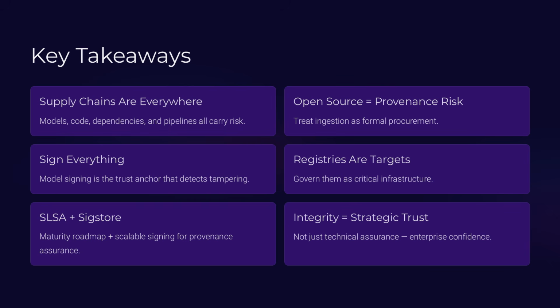Supply chain levels for software artifacts provides a maturity roadmap for securing build and provenance practices. Sigstore supports scalable signing and verification to strengthen provenance assurance. Model integrity is not only technical assurance, it is strategic trust for enterprise adoption.